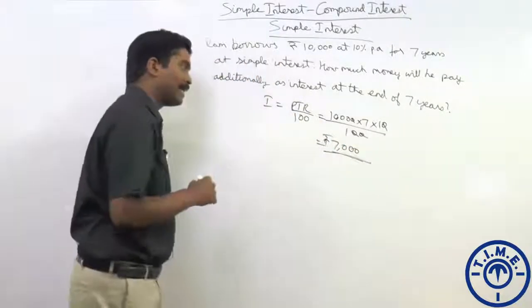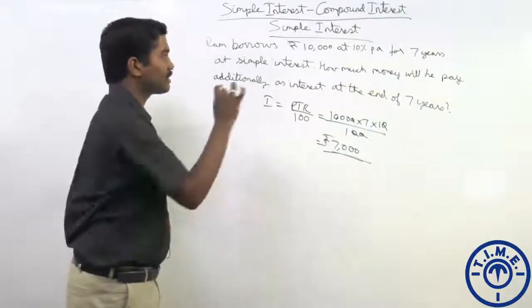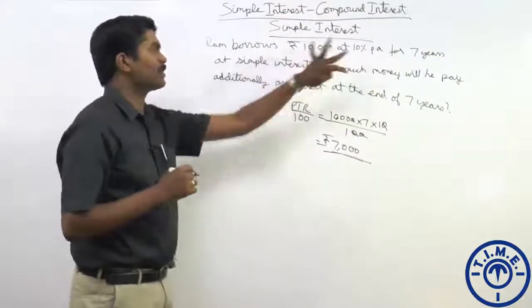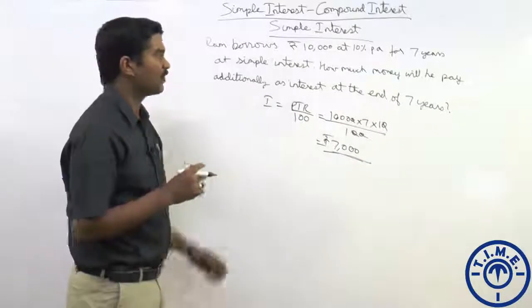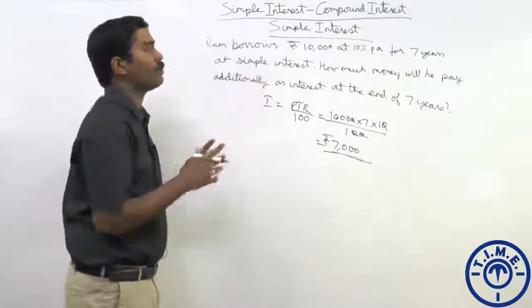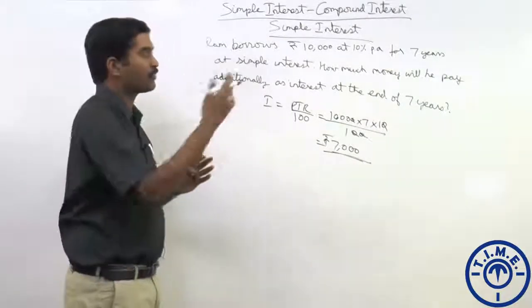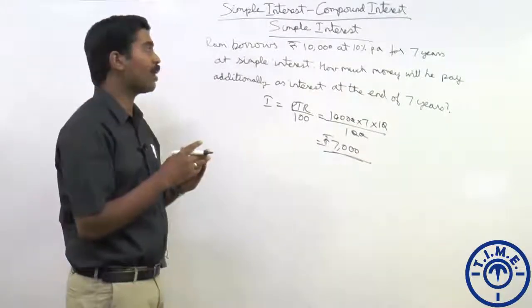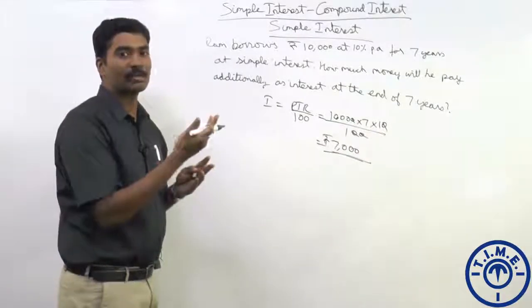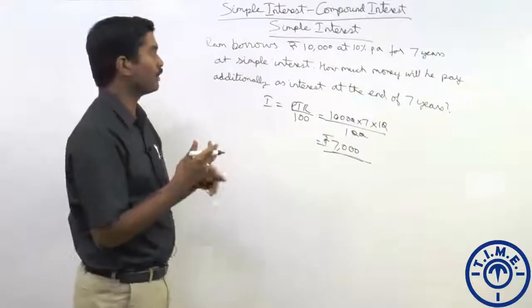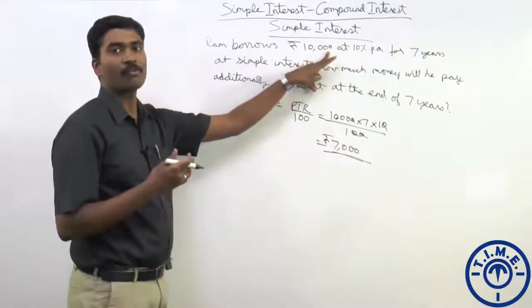Now, alternately, I can also look at it in this different way. 10% per annum, which means for every 100 rupees borrowed per year, you will be paying back 10 rupees, which means at the end of 7 years, you will be paying back 70 rupees out of every 100 rupees, which is nothing but 70% of that amount you are paying back. Of 10,000, 70% would merely be 7,000.